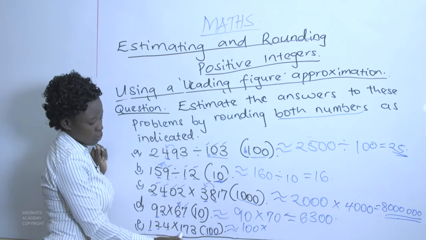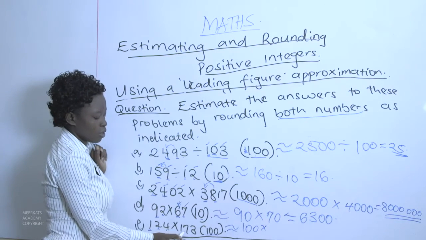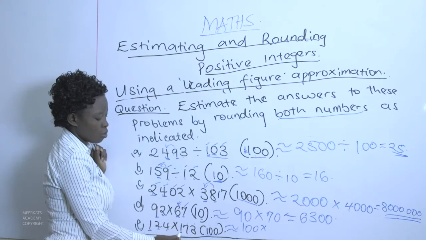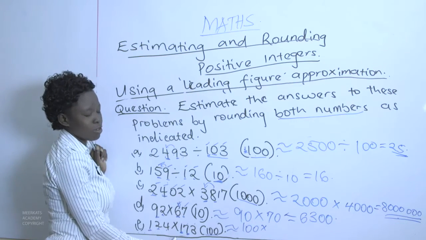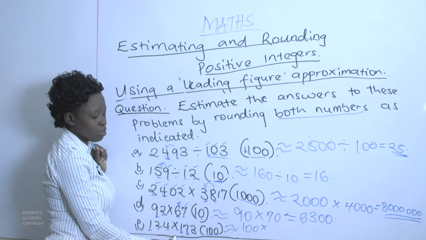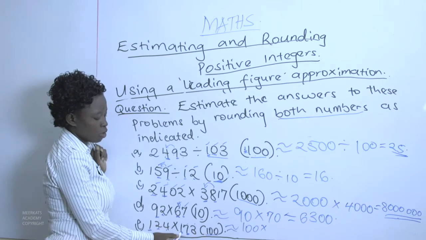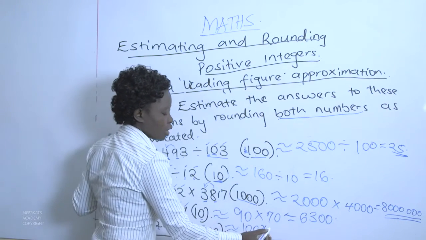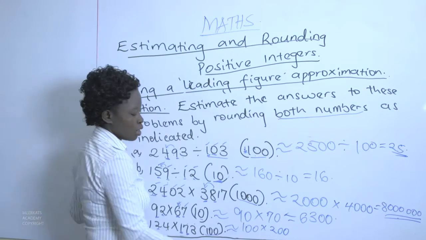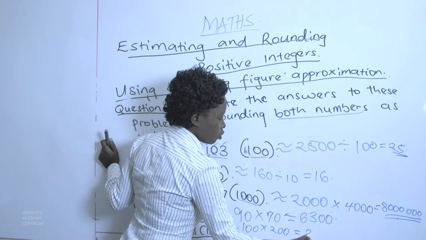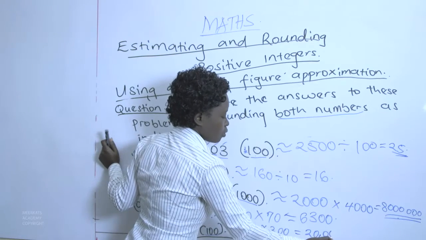The next number we have is 173. So this is ones, tens, 100. So 1 is in the hundreds place value. The next digit we have is 7. 7 is more than 5, so it rounds our number up to get 200. 100 times 200, we are getting 20,000.